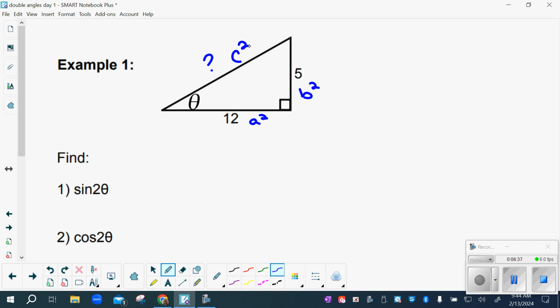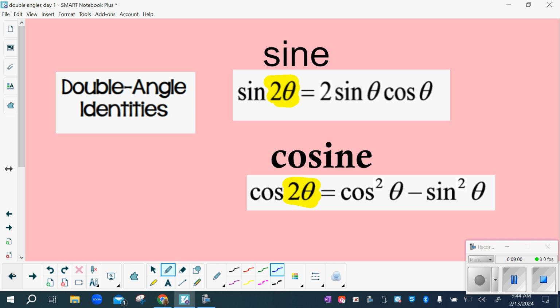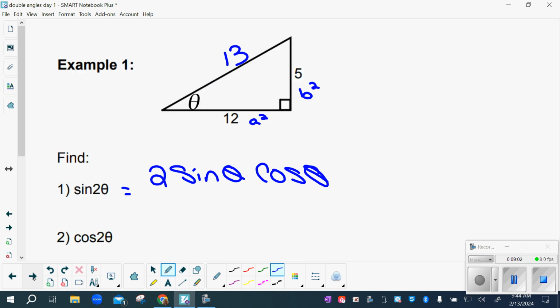Okay, so here we go. Almost everyone got 13. Yay! Watch how easy this is. So step 1, go to your formula sheet. Yay! Step 2, write the formula down. 2 sine theta cosine theta. Yay! We love this one. This one's easy. I'm going to double check that I wrote it right. I did. Yay for me.